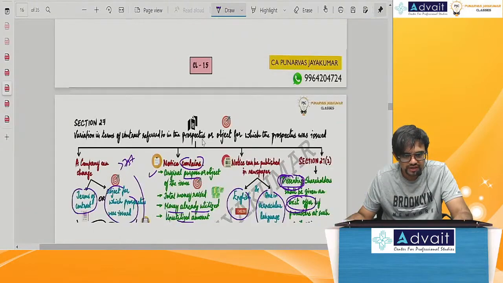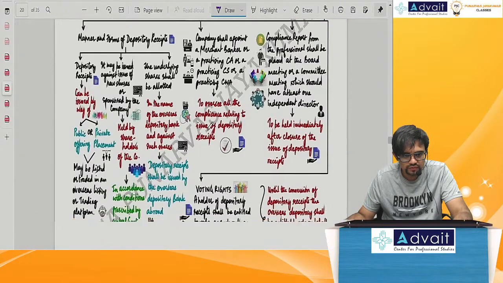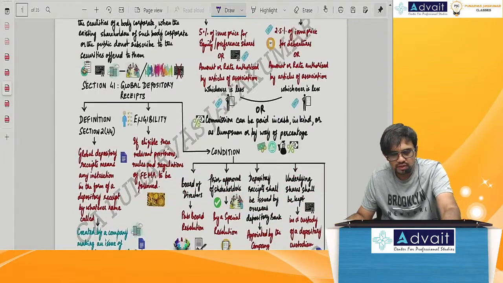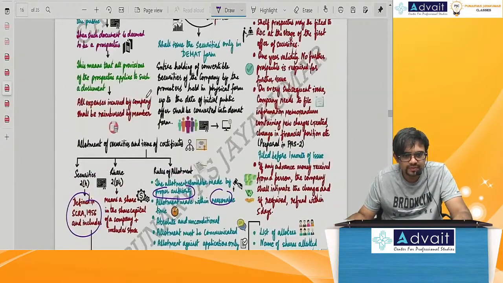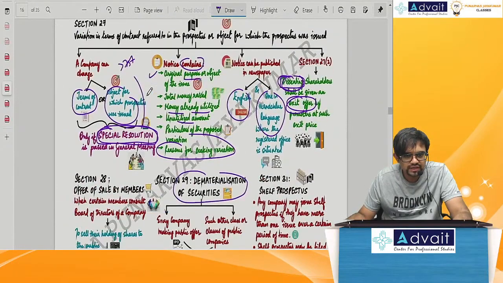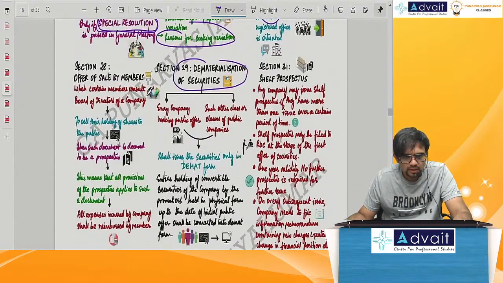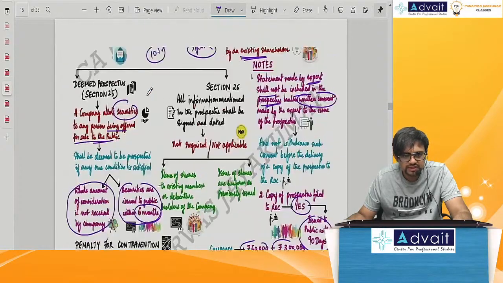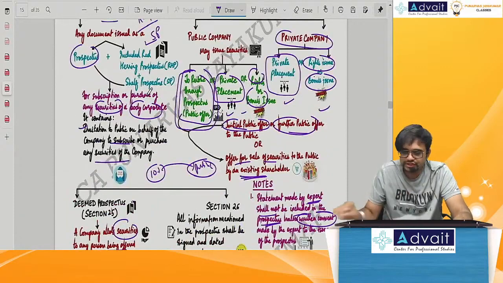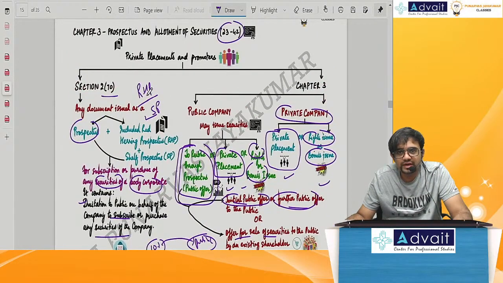So coming to the variation in the terms of the contract. Yesterday what we were doing guys, we were doing the prospectus, chapter number 3, prospectus and allotment of securities, right? So let us go ahead with the other areas today. As far as the prospectus is concerned, what do you mean by a prospectus? Prospectus is something which is an invitation to offer, and there are various types of prospectus that we need to see. But generally prospectus is issued by a public company and not a private company. Private company, they issue shares through private placement or right issue, whereas public company will do through the prospectus method, or of course they also have the private placement or the right issue.